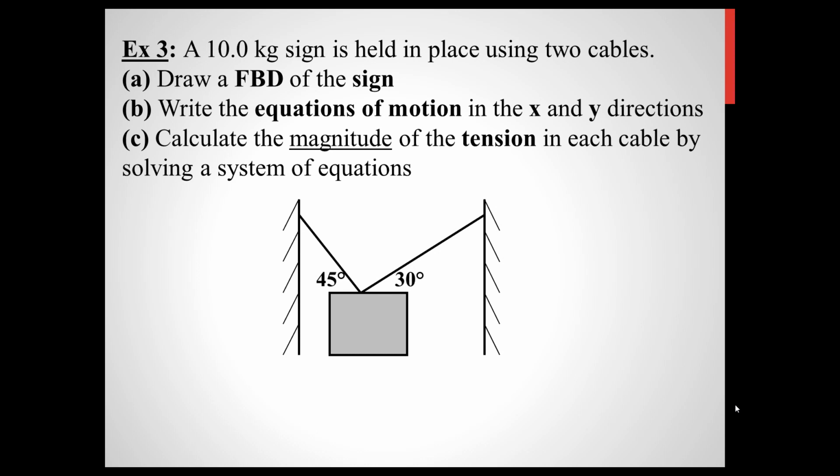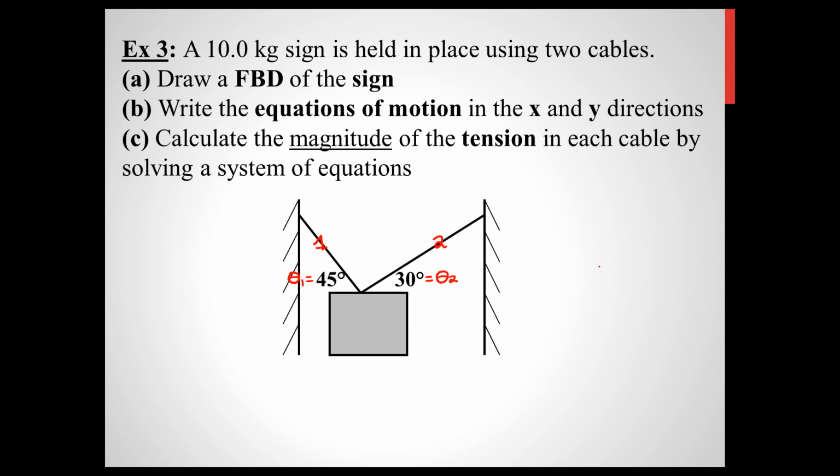So what I have is a 10 kilogram sign. It's being held in place by two cables. I'll start off by labeling these cables. We'll call the cable on the left cable 1, and the cable on the right cable 2. And I'm going to label these angles. We'll call the 45-degree angle theta 1, and the 30-degree angle theta 2.